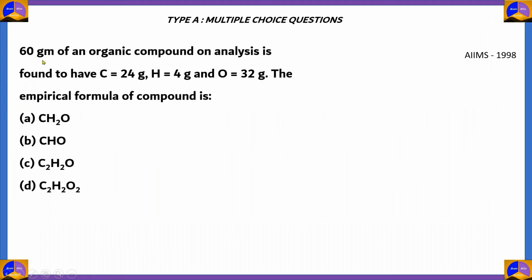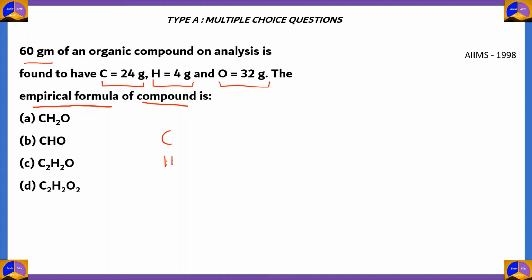Next question. 60 grams of an organic compound on analysis is found to have carbon as 24 grams, hydrogen as 4 grams, and oxygen as 32 grams. The empirical formula of this compound is. How do you find the empirical formula if you have the mass of the given elements?